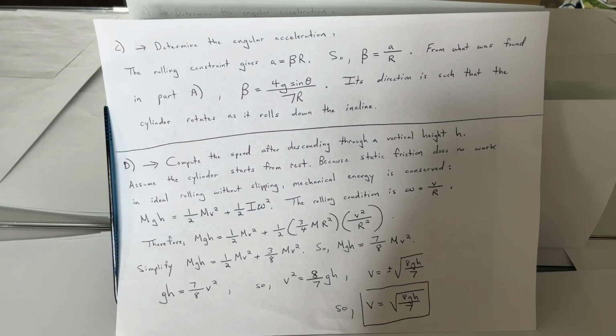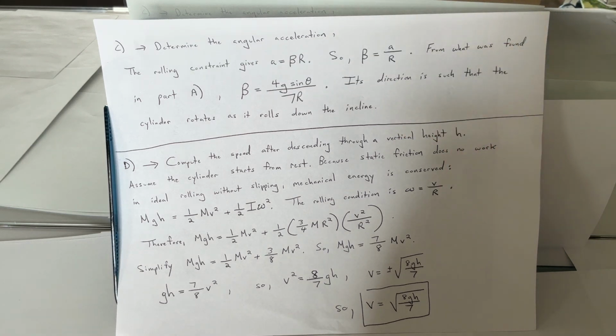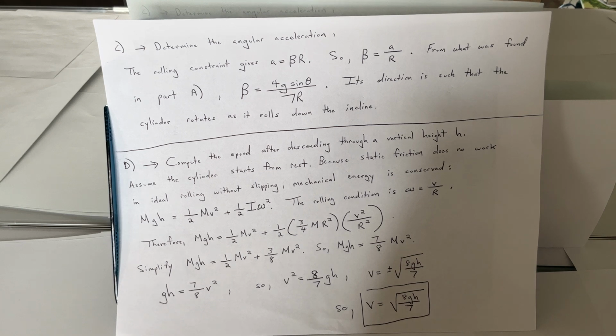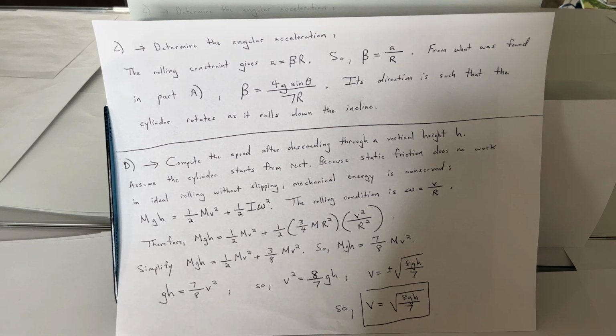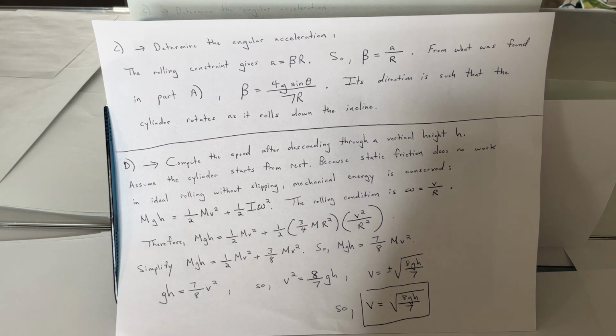All right, so part C of the rolling motion problem in physics. For part C, determine the angular acceleration. The rolling constraint is going to give a equals beta times R. So isolating beta, beta is equal to a over R.